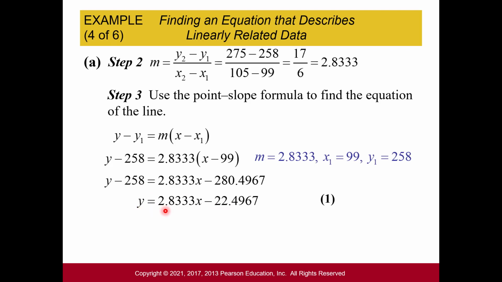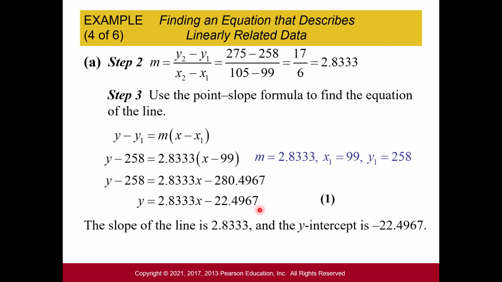And so we have y equals 2.8333x minus 22.4967. So we have our slope and our y-intercept, because now this is in slope-intercept form.